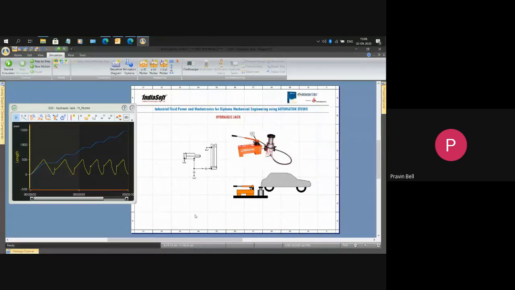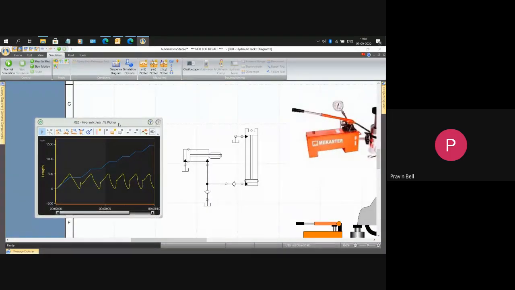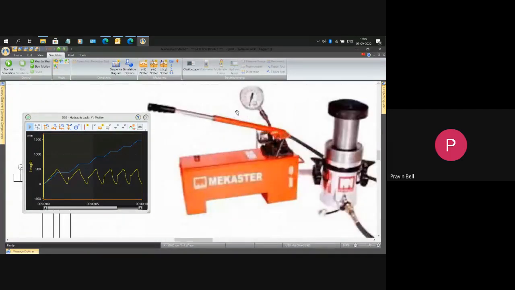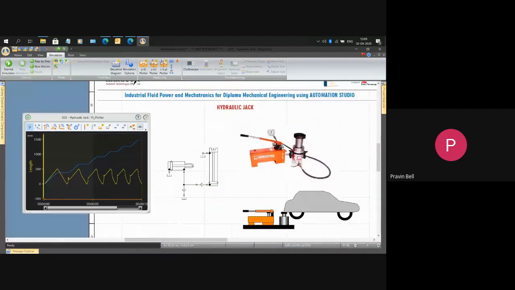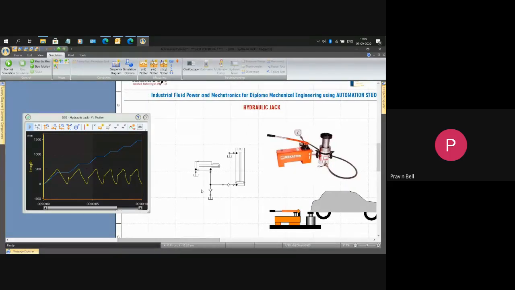Now this is a circuit of a hydraulic jack, which you put under the car when your car gets punctured. In this case, there is no electrical supply, no hydraulic pump, no motor, nothing. But this particular piston is operated by using a lever like this here. So how do I tell the software that I'm operating it by using a manual force?